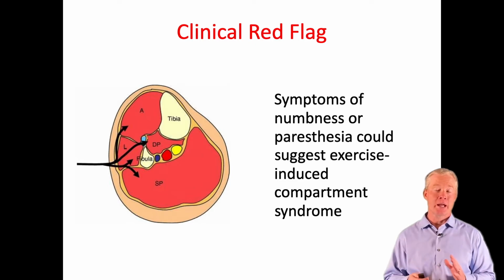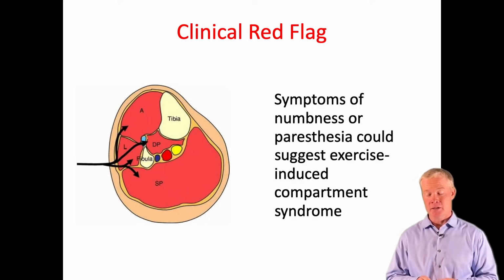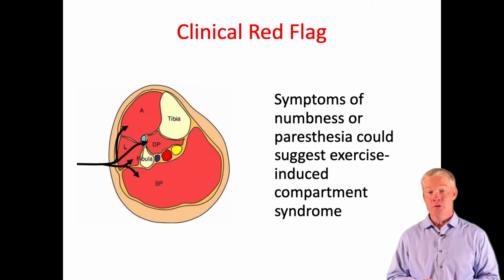So there's going to be pain associated with that, but also numbness or paresthesia. Our patients who have shin splints with numbness or paresthesia don't have shin splints. These patients have at least a coexistent compartment syndrome going on. So how are we going to assess this?